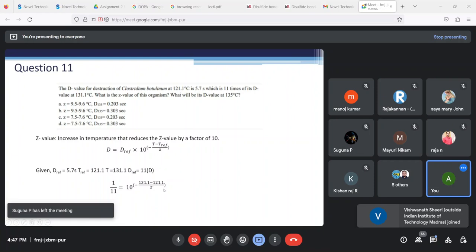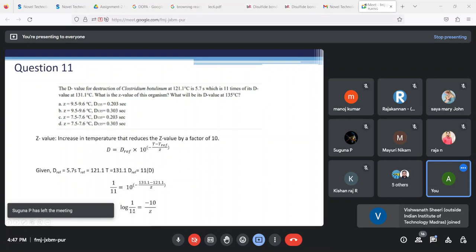Is this confusing or is it clear? It's very straightforward here. Your reference temperature will be 121 degrees Celsius. Your D reference will be 5.7 seconds, and that is said to be 11 times that of D. So if you just substitute the values here, you will get 1 by 11 is equal to 10 power minus (131.1 minus 121.1) divided by Z. So this is equal to minus 10.